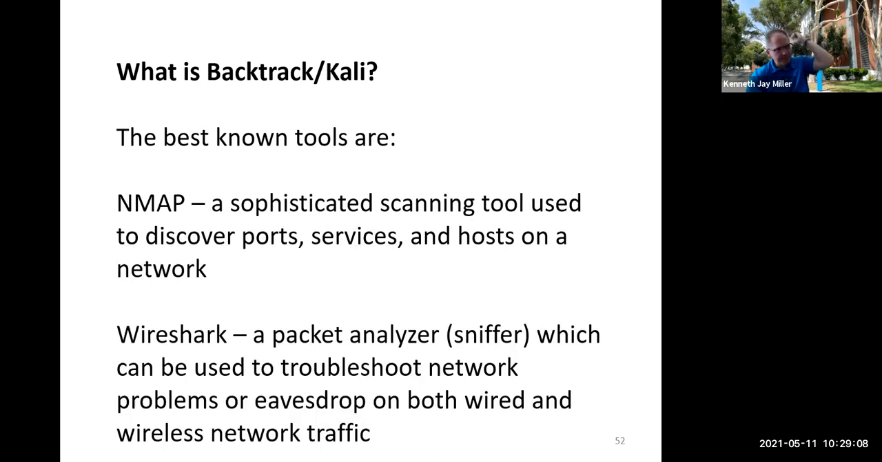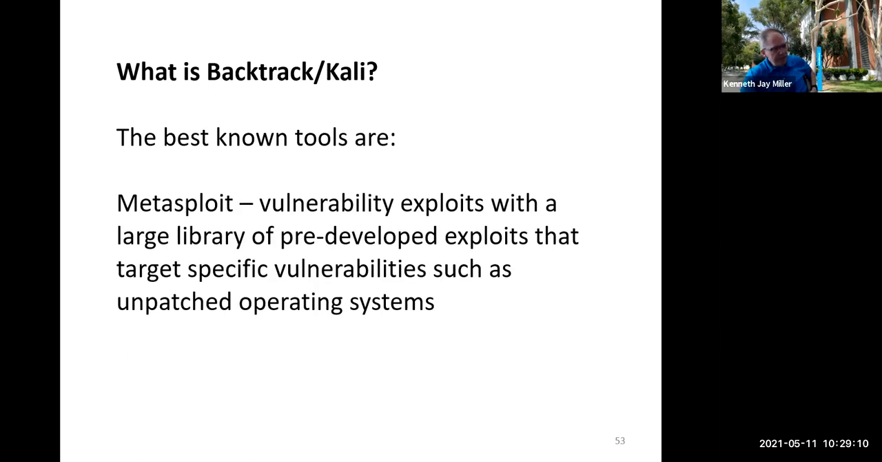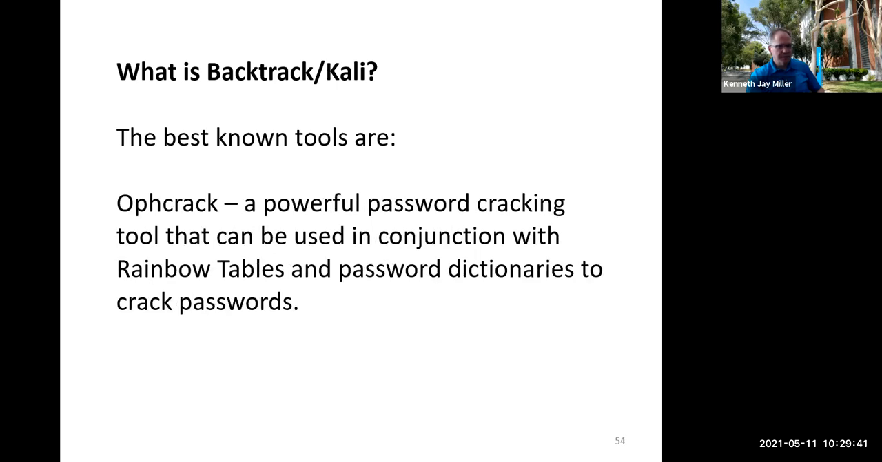So Nmap and Wireshark, and then Metasploit. We're going to use Nmap today. We're going to use Metasploit. We're not going to use Wireshark, but Metasploit is a catalog, or library, of pre-developed exploits that allow you to attack other machines. So depending on what you're trying to do, there's probably a Metasploit attack for it. And it's command line, so it's a little cryptic to use.